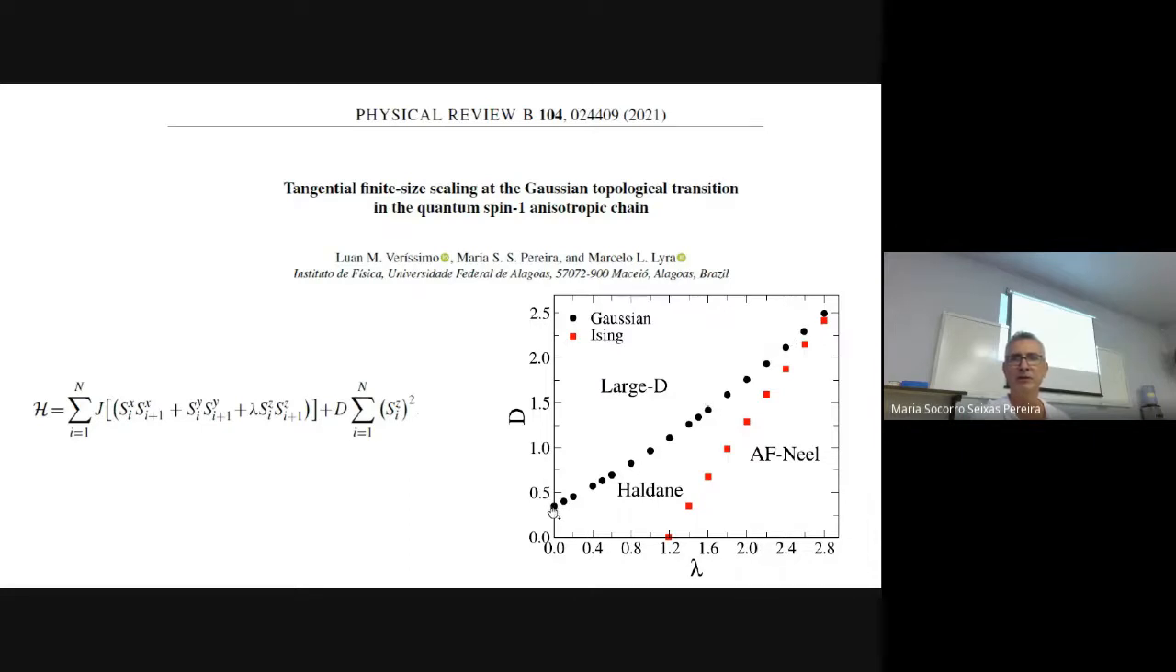Let me stress that along this line, we have two very special points. This first point here at lambda equals 0 is actually a Kosterlitz-Thouless phase transition, and the end of this line, where the Ising line encounters this Gaussian line, is assumed to be a tricritical point.